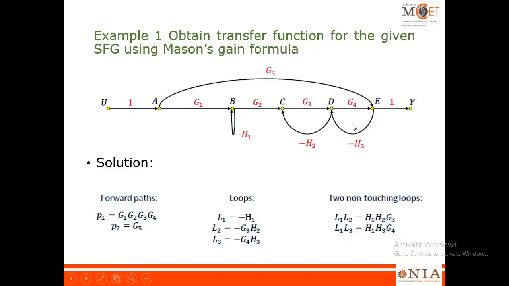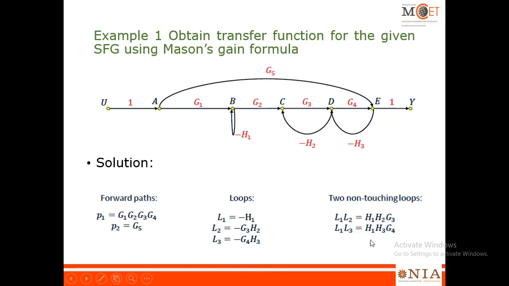What are the gains of these loops? This is a self loop, so you have only minus h1. This loop's gain is minus g3 into h2, and this loop's gain will be minus g4 into h3. So there are three individual loops, and your first term is ready for del.